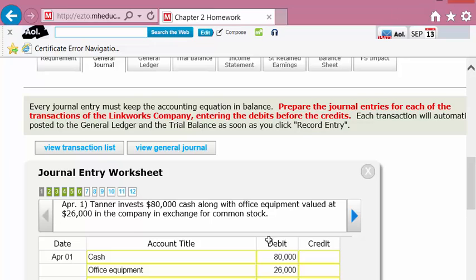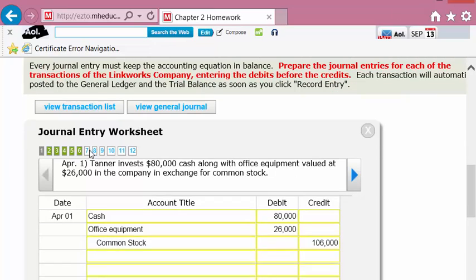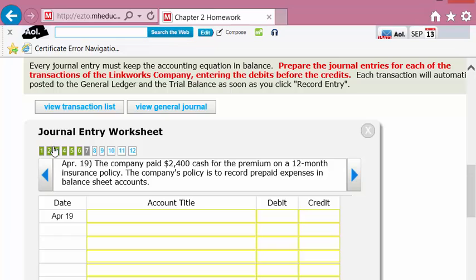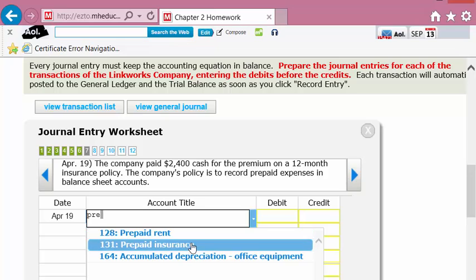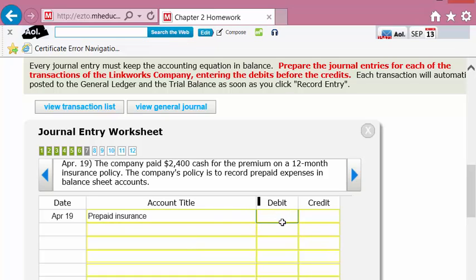Nice, okay, and we need transaction 7 now? Okay, good. Paid $2,400 cash for the premium on a 12-month insurance policy. So if I'm paying my insurance policy, I'm paying that in advance, right? So that's my prepaid insurance. Good. That's an asset. You want to increase it by debiting it.